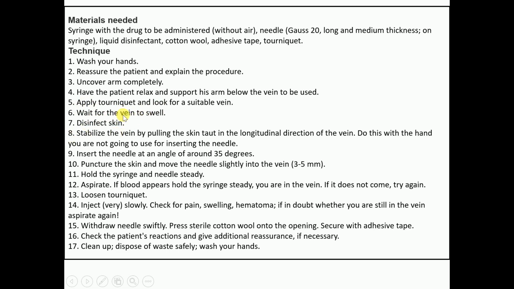Then disinfect the skin with the spirit swab. Then stabilize the vein by pulling the skin taut in the longitudinal direction of the vein. Do this with the hand you are not going to use for inserting the needle, meaning the non-dominant hand. Then insert the needle at an angle of about 35 degrees, or 25 to 35 degrees.